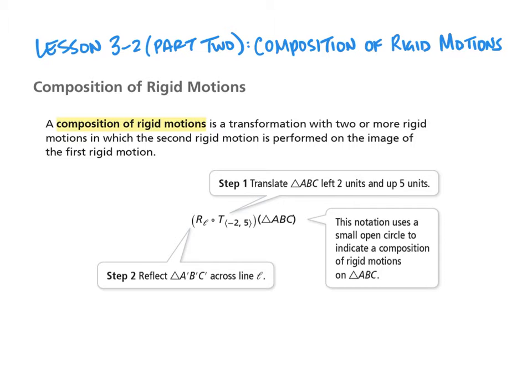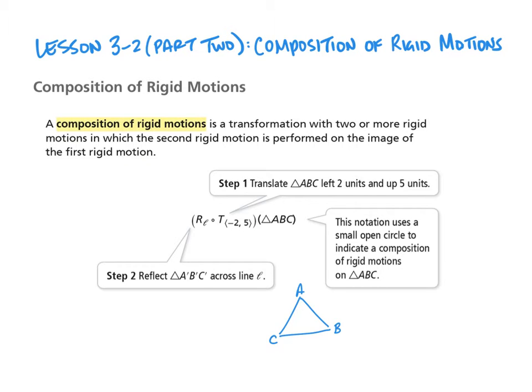So if we were to sketch out what's happening to our triangle, we would have a triangle called ABC. All right, so maybe this is point A, and maybe this is point C, and this is point B. We're going to move that 2 units to the left, because remember that first number there talks about the horizontal movement with negative being to the left and positive being to the right. We're going to move it 2 units to the left and then 5 units up.